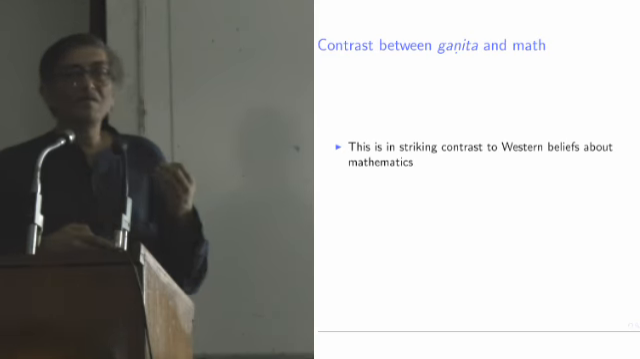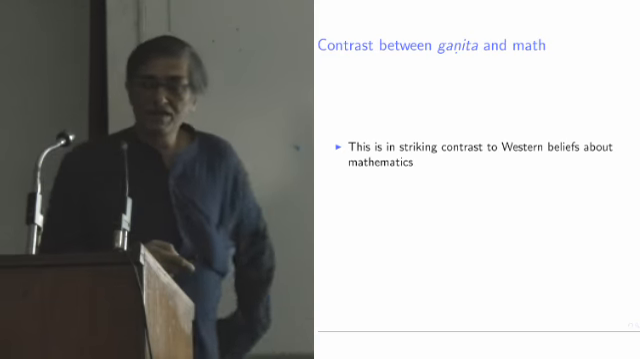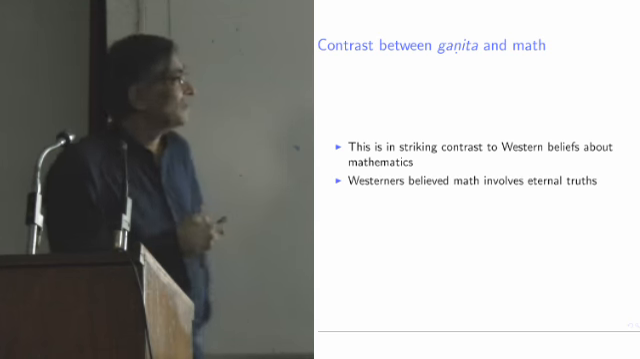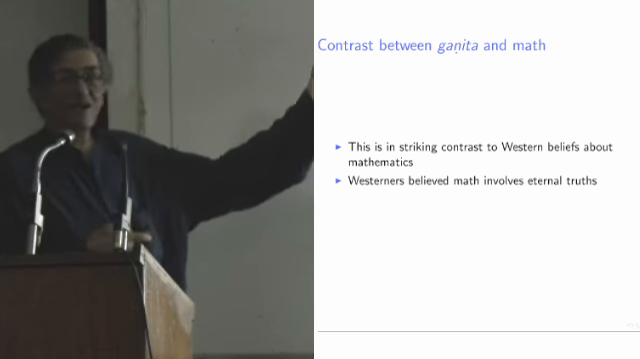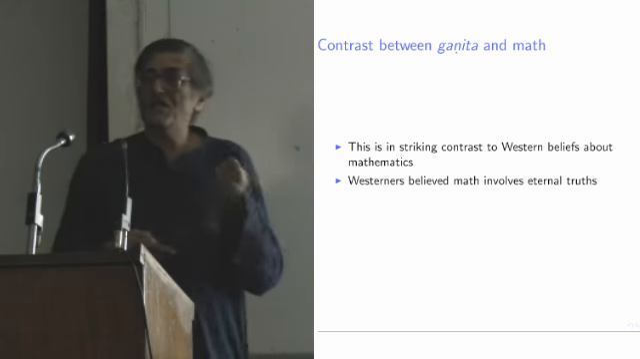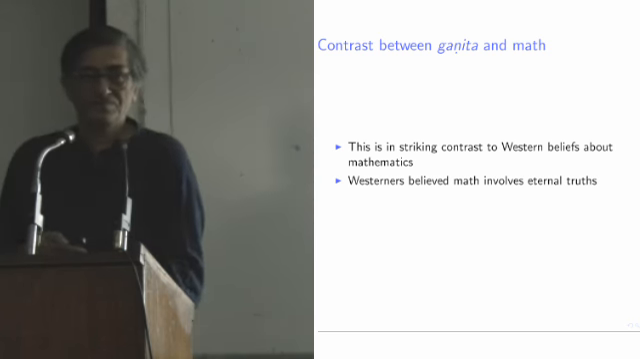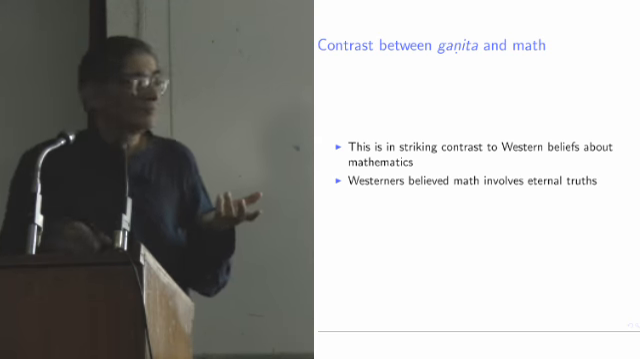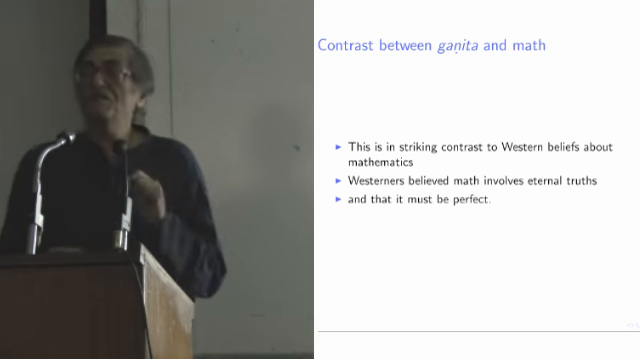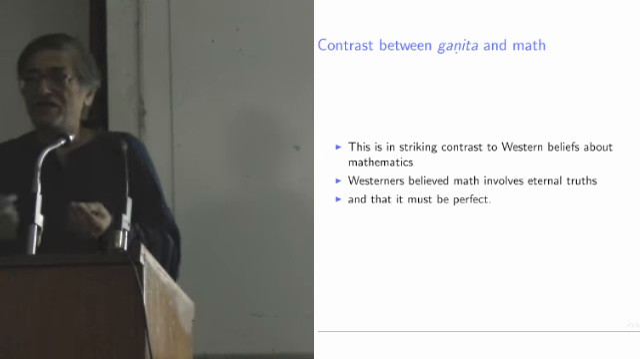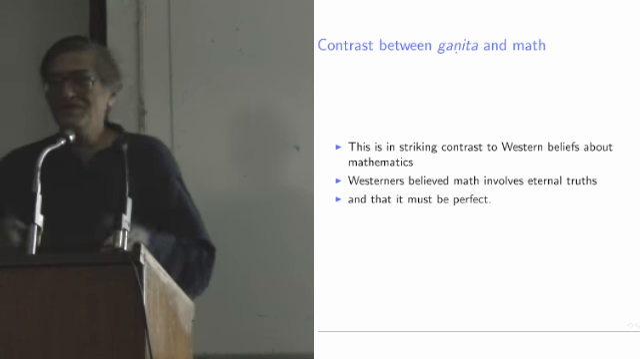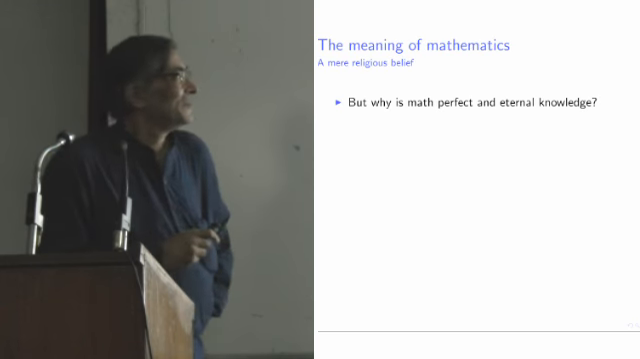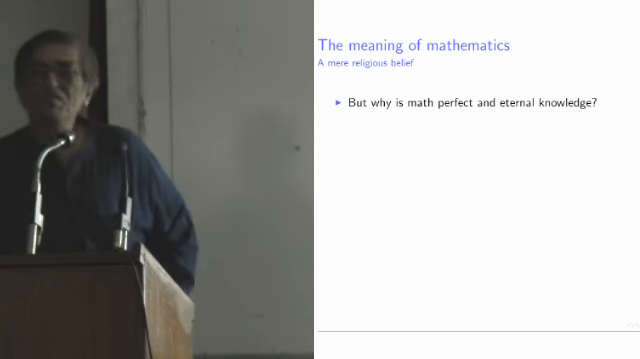Because the belief in perfection, am I taking too long? No. Yeah? Okay. So this is a striking contrast because Westerners believe that mathematics contains eternal truths. Certain truths, eternal truths, a special kind of truth. And therefore it must be perfect because eternity, any imperfection will show up. Eternal amount of time to find out, eventually find out. But the question is, why should mathematics be perfect and eternal knowledge?